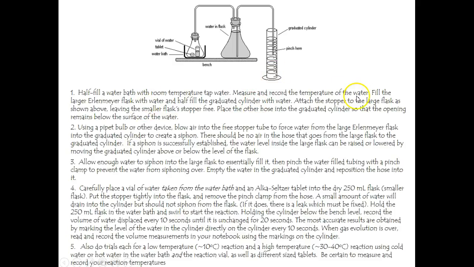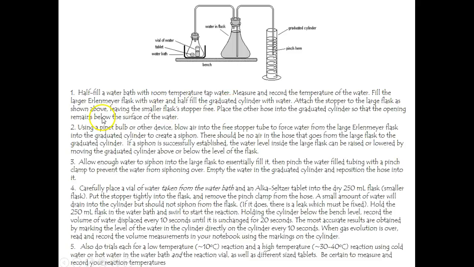Attach the stopper to the large flask as shown above. It's a 2-hole stopper. And leaving the smaller flask stopper free. So this isn't in yet. Place the other hose in the graduated cylinder. There it is. This can be simply a hose. It doesn't have to be like glass.